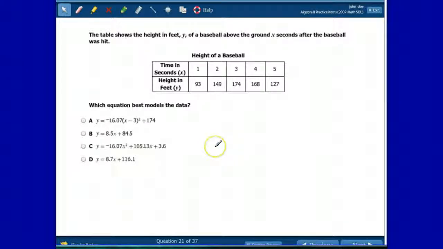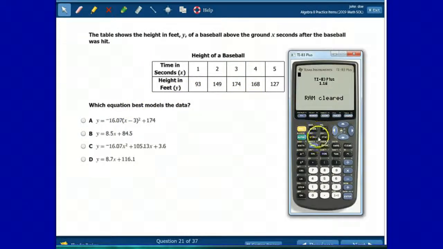Okay, so now we're going to start with question number 21. It looks like we have to do the best fit, which equation best models the data. So let's bring up the calculator. When we use our calculator and we're doing best fit, we're going to go to Stat, Edit, and we're going to put in the values 1, 2, 3, 4, 5, 6.